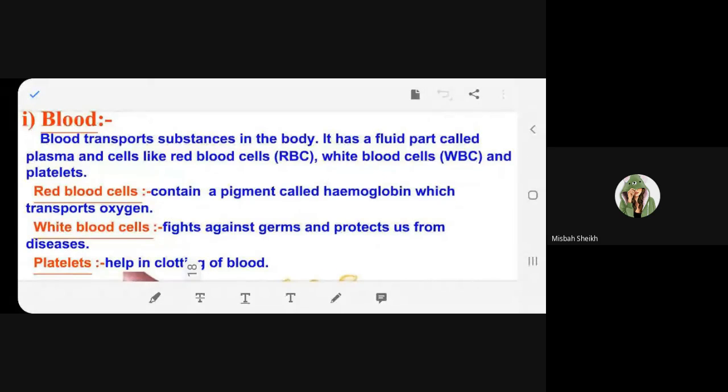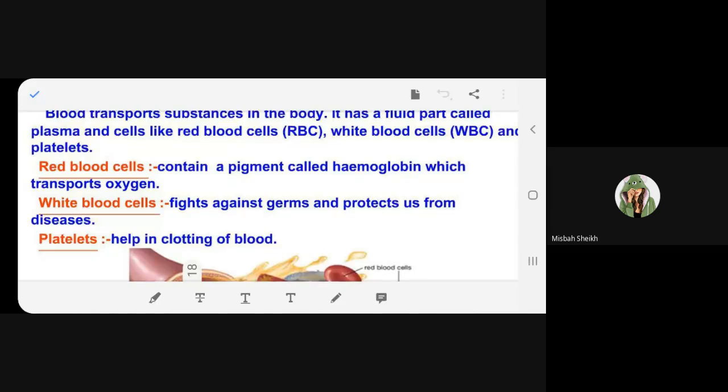Blood transports substances in the body. It has a fluid part called plasma and cells like red blood cells, RBC, white blood cells, WBC, and platelets. Red blood cells contain a pigment called hemoglobin which transports oxygen. White blood cells fight against germs and protect us from disease. Platelets help in clotting of blood.